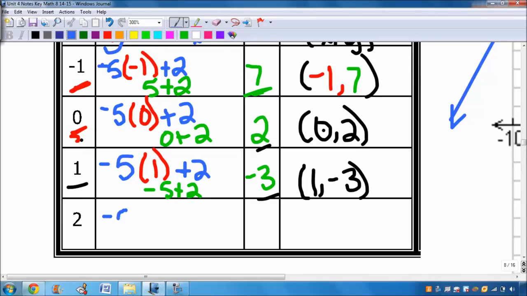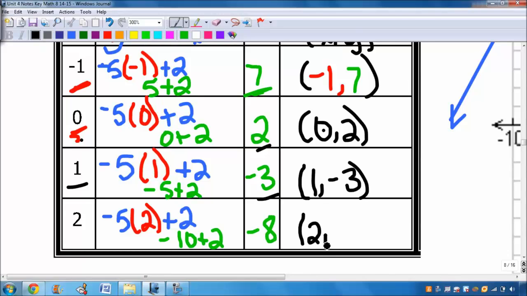All right, so you should do negative 5 times 2, because this time we're replacing the x with a 2, and then you're going to add 2 to that. So you end up getting negative 10 plus 2, which is negative 8. So that means that your coordinate right here would be 2 comma negative 8.